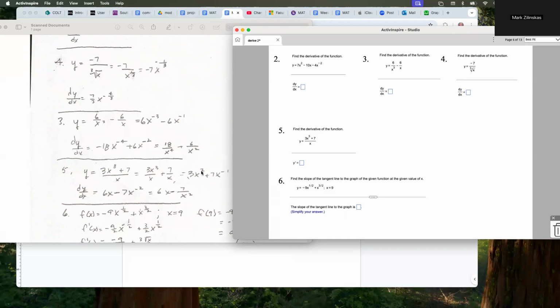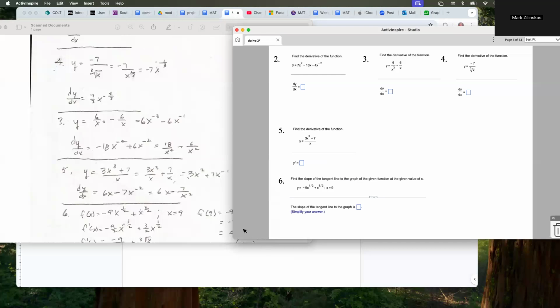Now I can take the derivative. I'm going to take 2 times 3 and get 6. Subtract 1, I get x to the first power. Take negative 1 times positive 7, I get negative 7. Subtract 1 there, you get negative 2. And there I just chose to write it with a positive exponent.